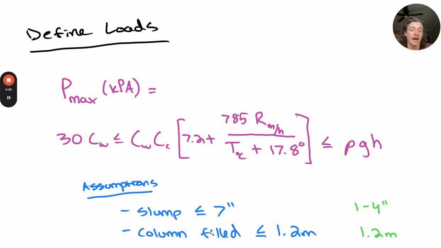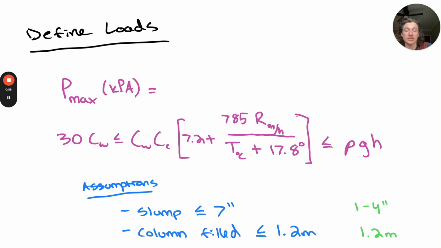And this is bounded by the upper bound of rho g h, which is just going to be the pressure if it was a perfect fluid. So if this was just water and it was completely fluid, we'd use rho g h to get our pressure at a certain depth.